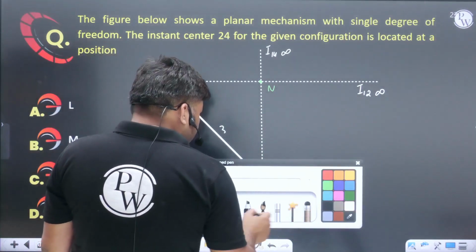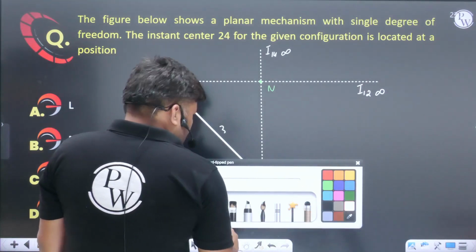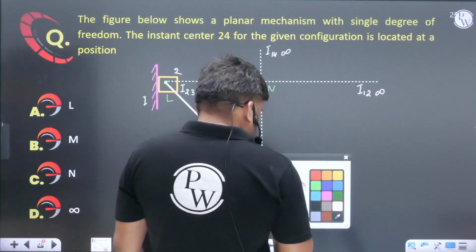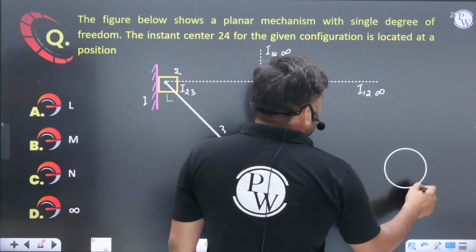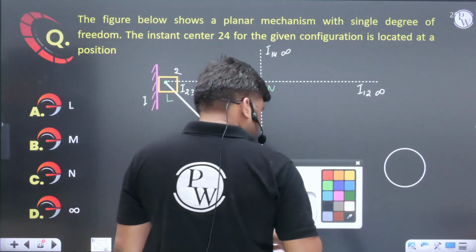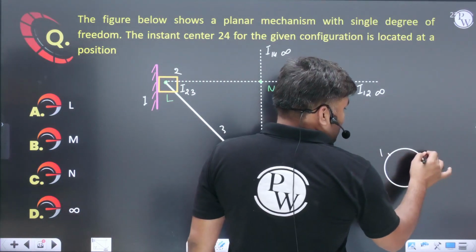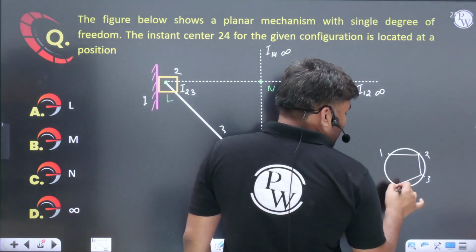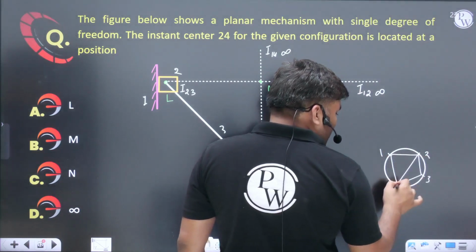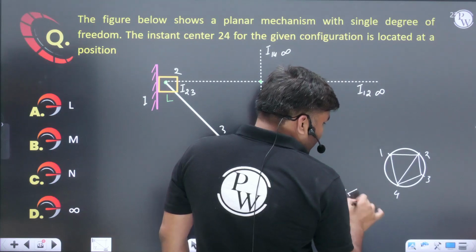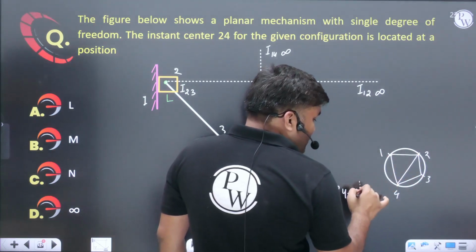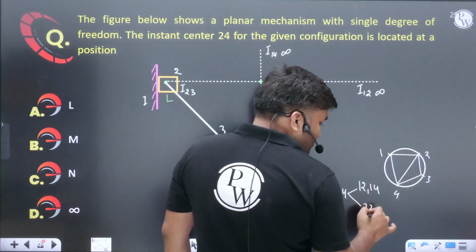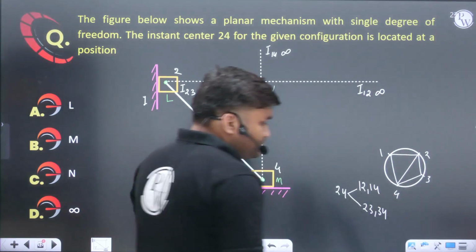Few I centers you have already calculated. What they are asking? They are asking about I24. Draw that circle. This is link 1, link 2, link 3. This is link number 4. I12 pata hai, I23 pata hai, I34 pata hai, I14 pata hai. Where is going to be I24, beta? Can I write I24 will be in line with I12, I14? Also in line with I23, I34? Can I write this? Likh sakte hai, beta.